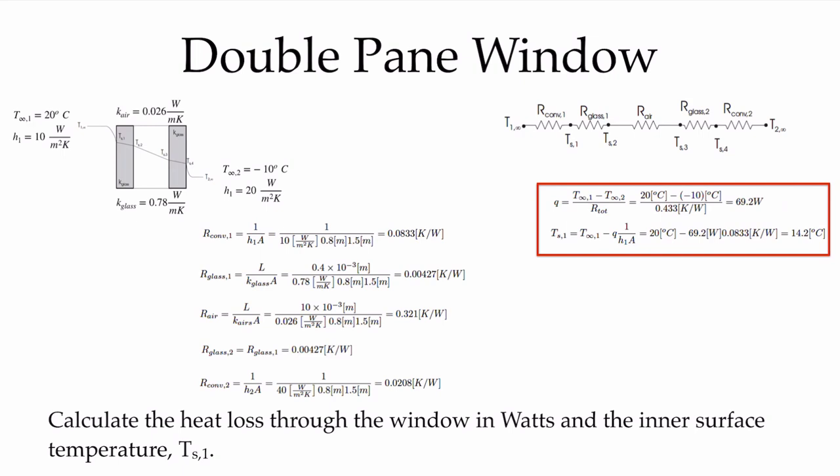And now, by the same process, we can calculate the inner surface temperature with our new calculated 69.2 watts, and see that we brought it up to 14.2 degrees centigrade. So at that temperature, we'll probably have fairly minimal condensation on the windows, and we certainly won't have any freezing if there is condensation on the windows.